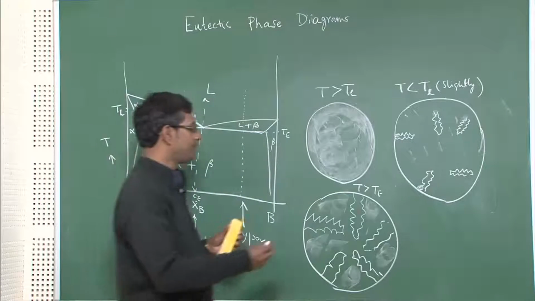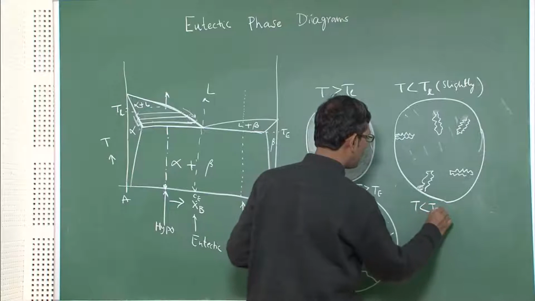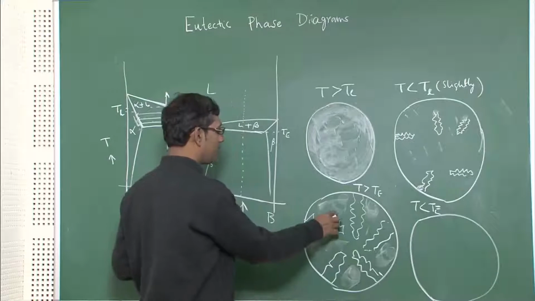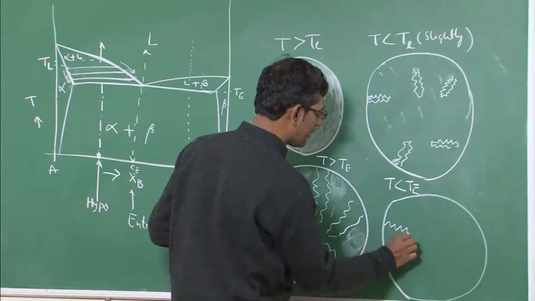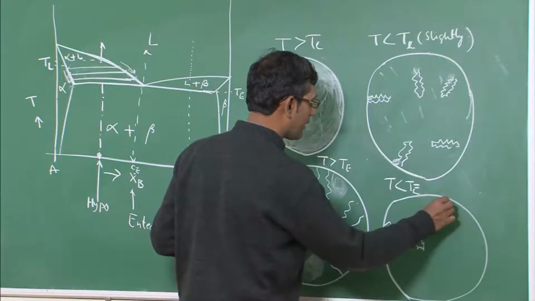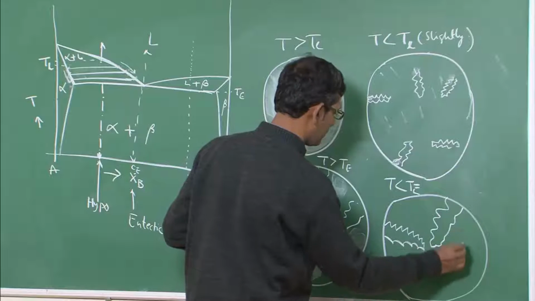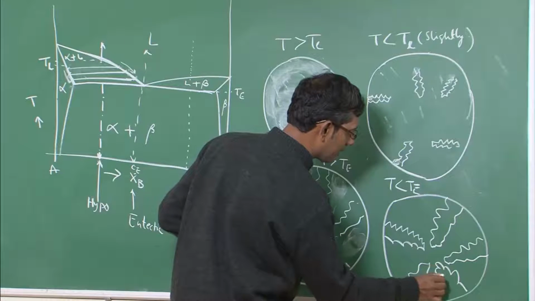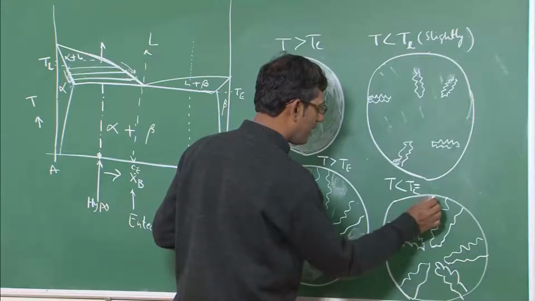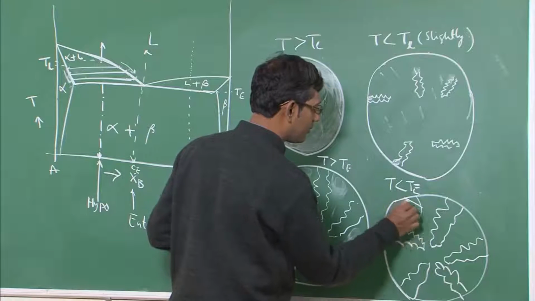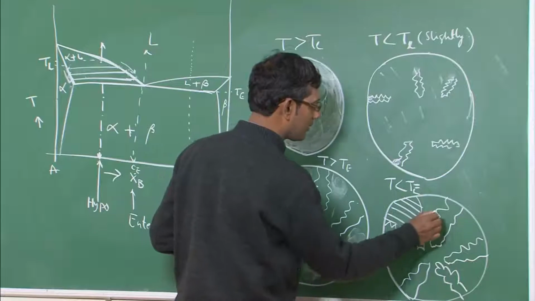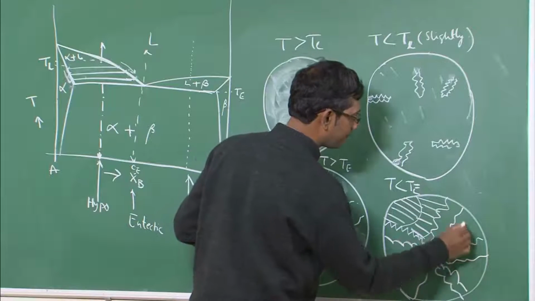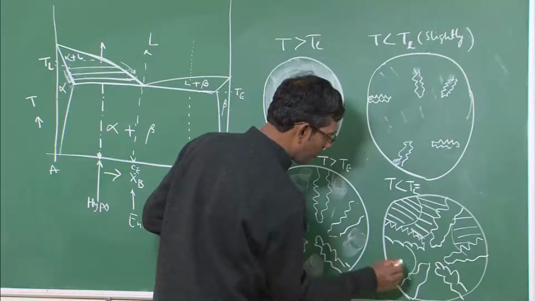So now if you cool down a little bit below the eutectic temperature, what will happen? The liquid present here will transform by the eutectic reaction, and because of that you will have the eutectic microstructure. So eutectic will form. Again I am drawing a lamellar eutectic here, white, black, this one also. Let me draw here also.